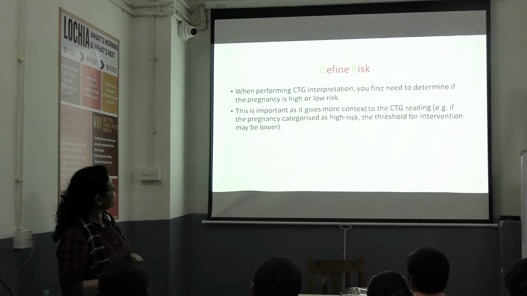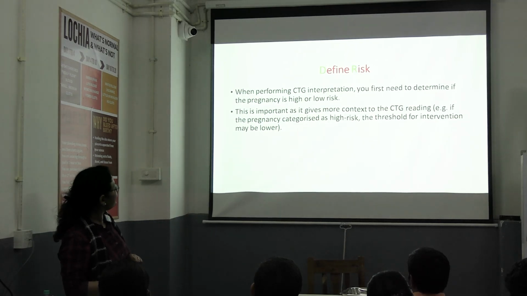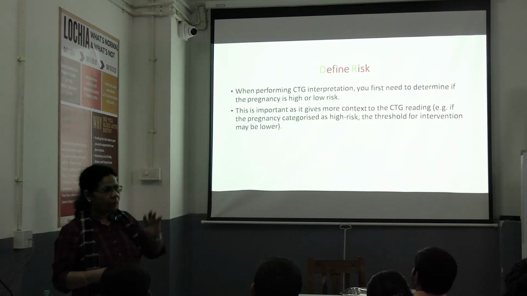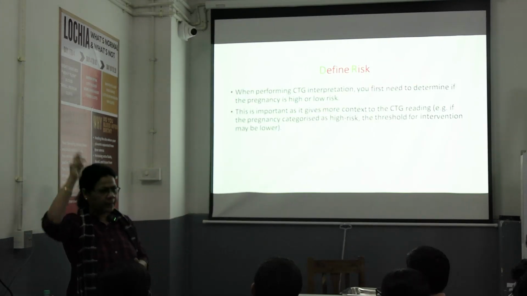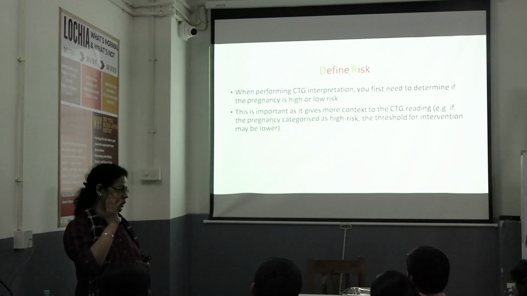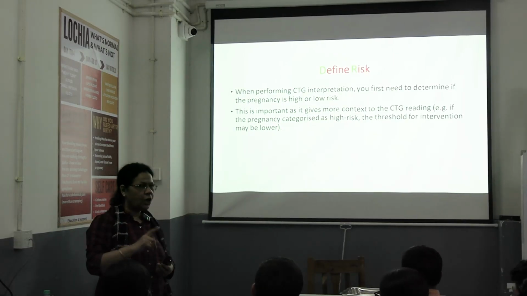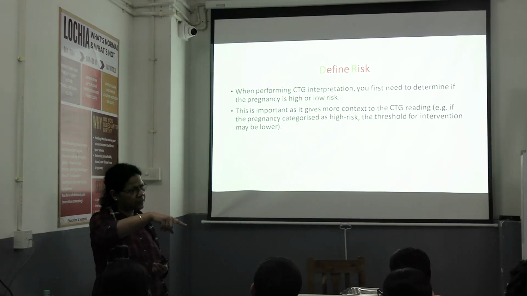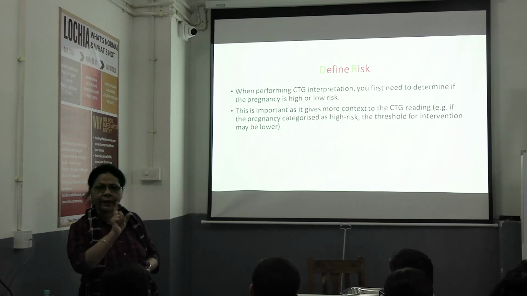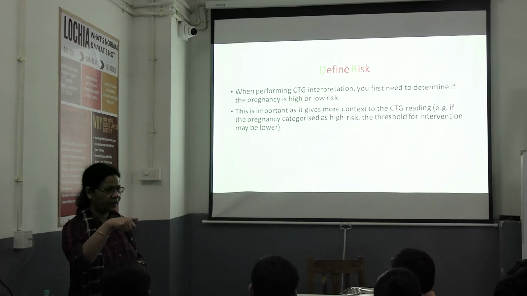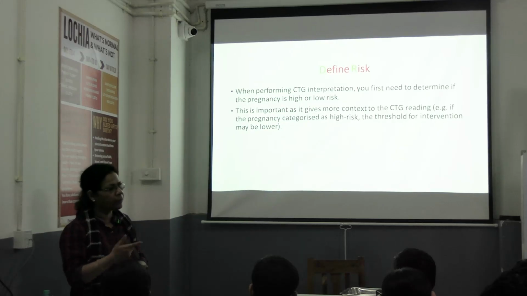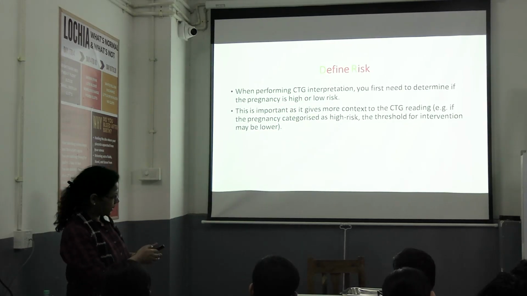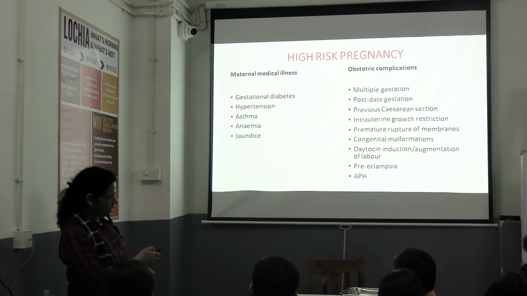If the patient is categorized as high risk, the threshold for intervention may be lower. What does it mean? If she is a high risk patient, say she is hypertensive, she has preeclampsia, she has severe anemia, you keep in mind that this patient is high risk. So you will not wait too much before you intervene. Lower threshold means you will act more promptly.